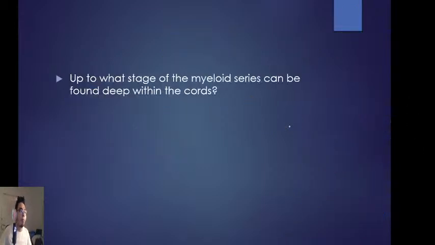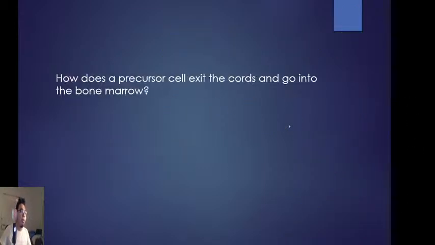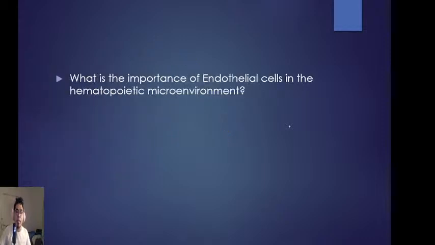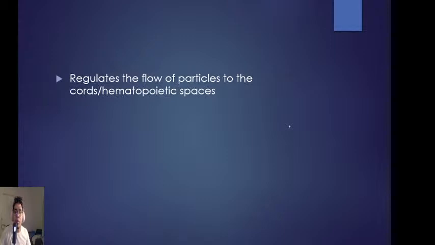Okay. All right. So where were we? The hematopoietic microenvironment is composed of what cells? So these are the cells. Importance of endothelial cells in the hematopoietic microenvironment: it regulates the flow of particles to the cords and to the hematopoietic spaces. So the endothelial cells allow the entry and exit of nutrients. So flow of particles. Alright? That's the importance of endothelial cells.